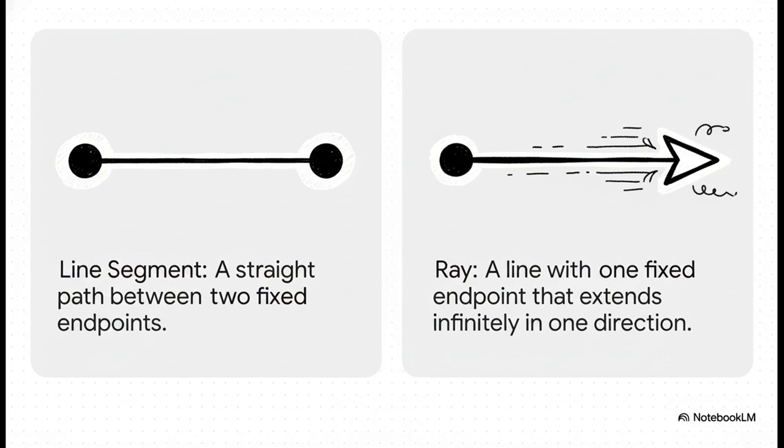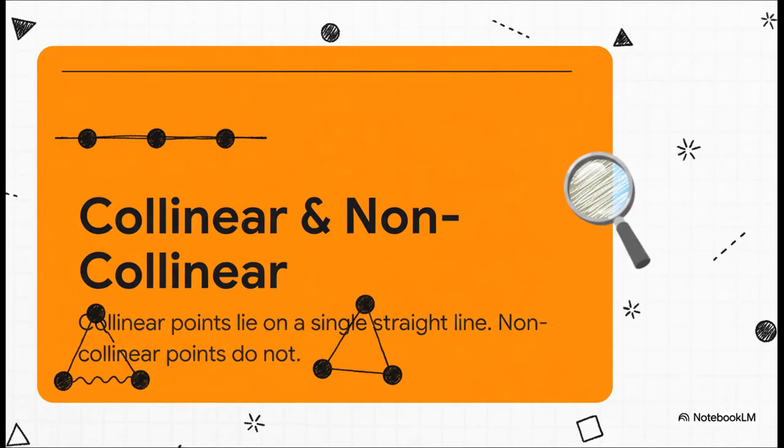A line segment? It's got two endpoints. It's finite. Think of it like a ruler. It has a clear beginning and a clear end. But a ray? That's different. It has a starting point, sure, but then it just goes on forever, in one direction, kind of like a laser beam.